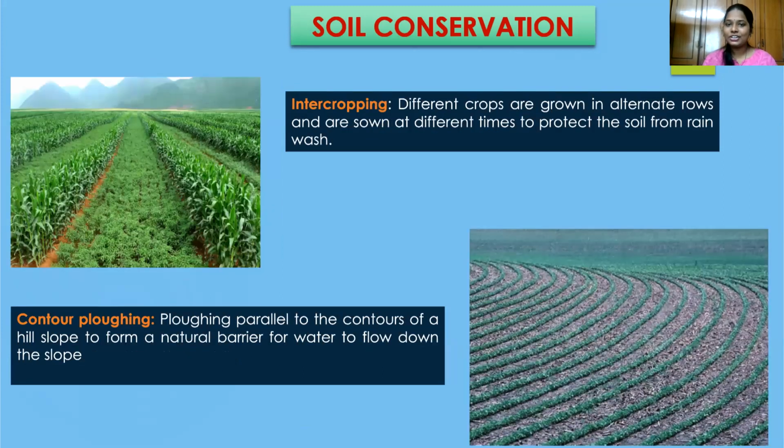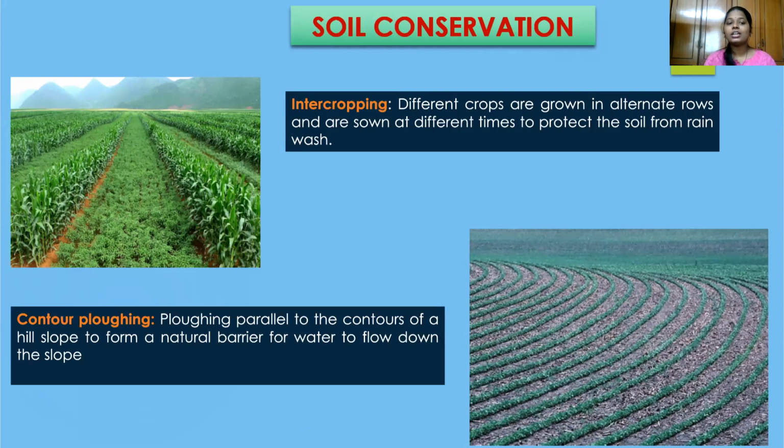Then we have intercropping. As the term suggests, we are growing crops such that the same crop is not growing in all the rows. One row has a different crop from the next, like one vegetable grown in this row and another in the second row. In this way we will be able to conserve our soil. It can even be done by cultivating different crops at different points in time.